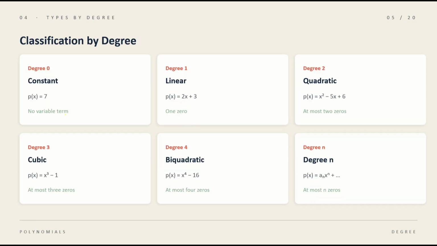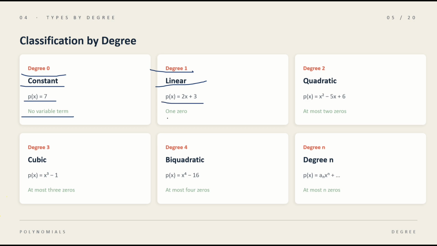Next, classification by degree. If the degree is 0, it is a constant. For example, p(x) = 7. Here there is no variable term. If the degree is 1, then it is a linear polynomial. For example, p(x) = 2x + 3. It has only one zero.